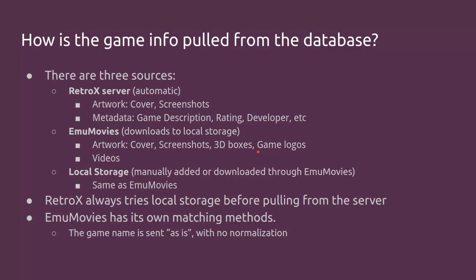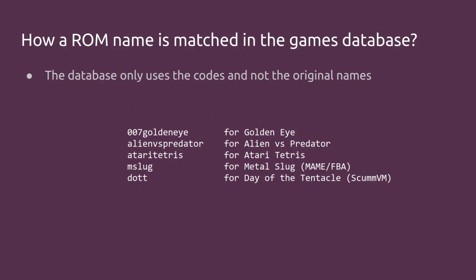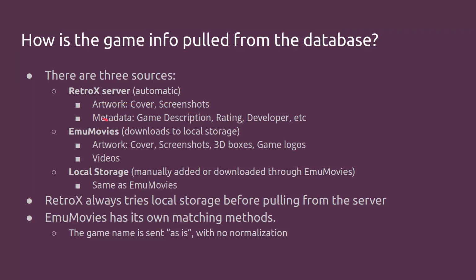In the new themes, we are using 3D boxes, in the theme we did with Stuart Paul James. And for a future theme, we are downloading game logos. This type of artwork is not on the RetroX server yet, but you can download it from Emu Movies. So RetroX will use the code for the game to look for the artwork and metadata on the RetroX server only if you don't have it in your local storage.